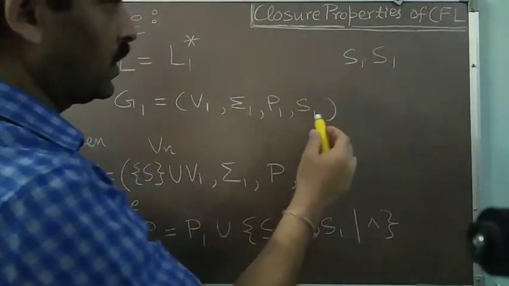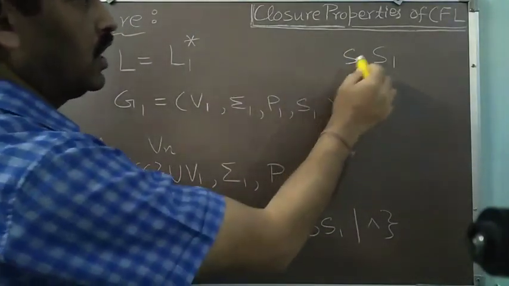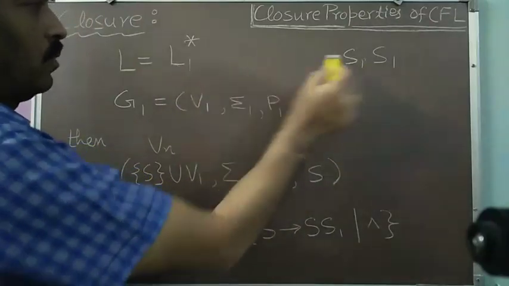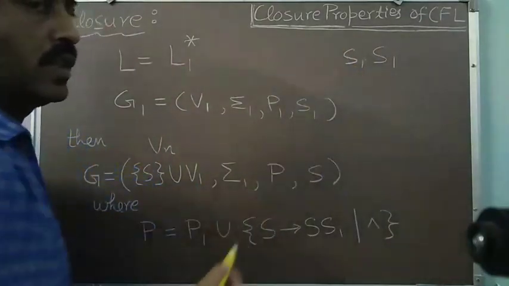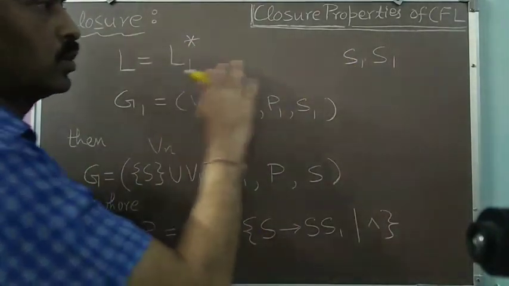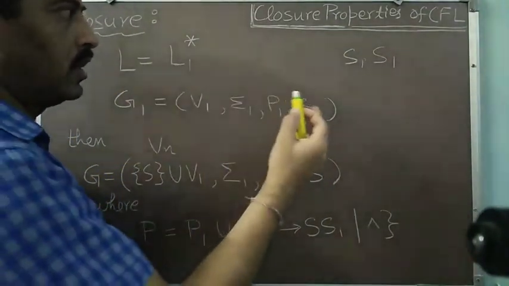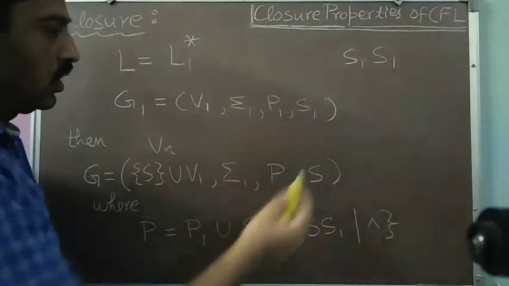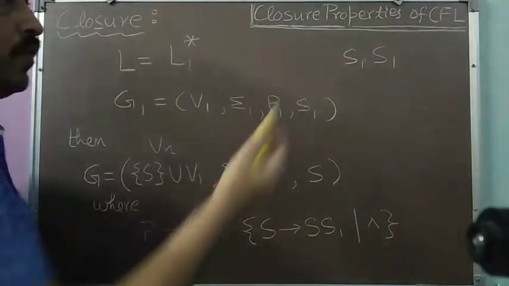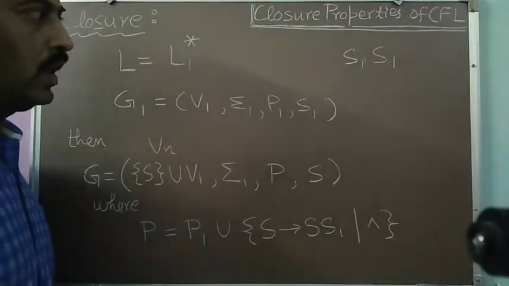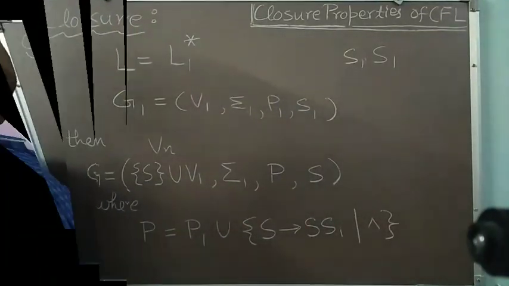So in a similar manner we can generate S1 any number of times, and ultimately we can replace S by null. So in this manner we can generate a word which is the combination of many words, and each word is coming from the language L1, because S1 is the start symbol for the grammar G1, so it is generating L1. So each S1 will generate a word in the language L1. So our word in the language L will be the combination of many words from the language L1. So in this manner we can generate L1 asterisk. So closure is also one of the closure properties of the context-free languages. So our context-free languages are closed under the closure operation as well.